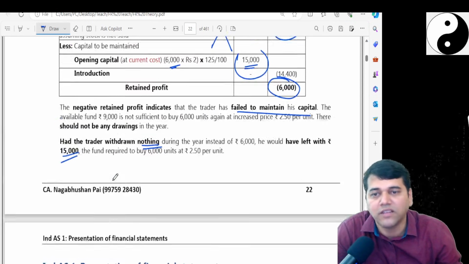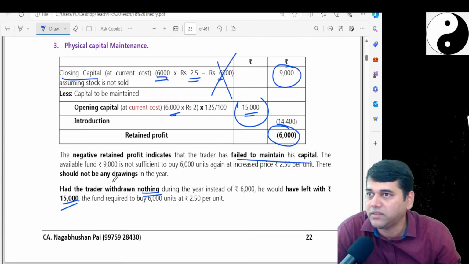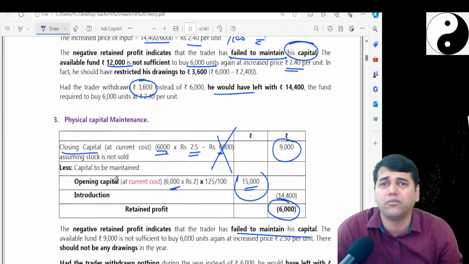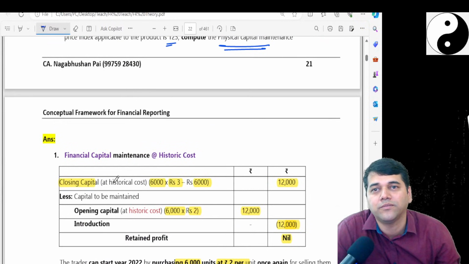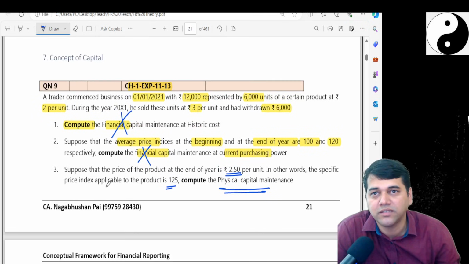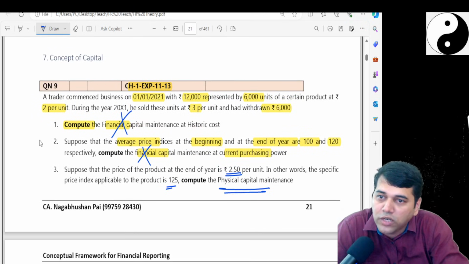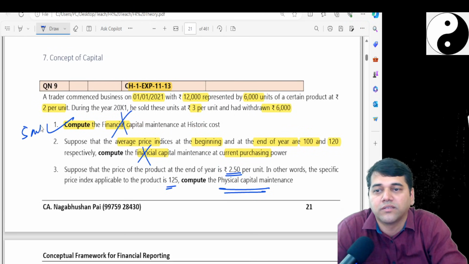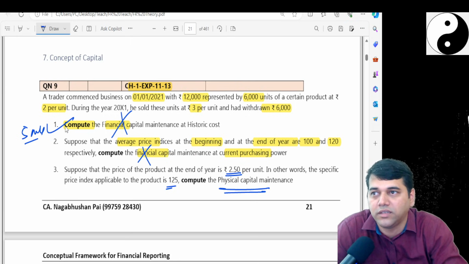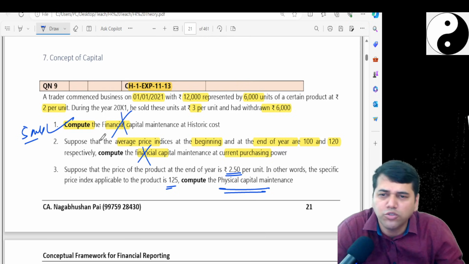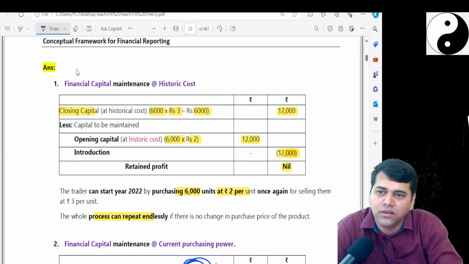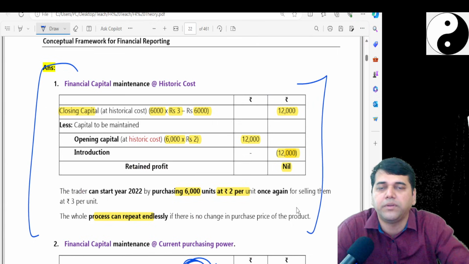The chances that these questions are asked are very low, but they may ask. One example was there with numbers. You cannot predict the institute. They may ask you only one question out of this for 5 marks, not all 3. They say, compute the financial capital maintenance as per historic cost. What you need to do is just do this for 5 marks, and you can repeat the process endlessly.